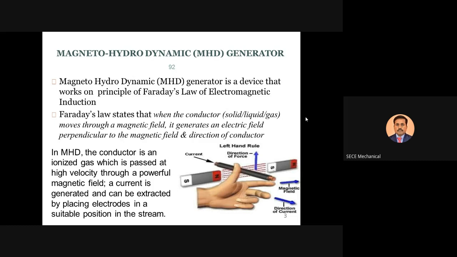In this slide you can see how the electric field is created during the process of ionized gas over the magnetic field area. According to Faraday's second law, the power is generated. This concept you have to keep in mind. This is the basic principle behind the magneto-hydrodynamic generator.